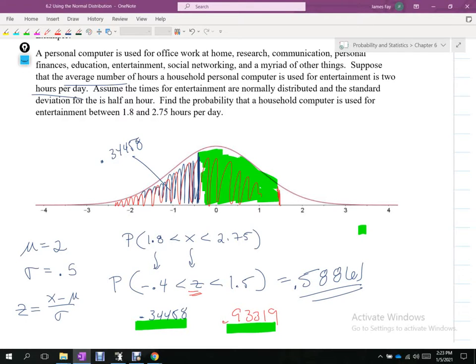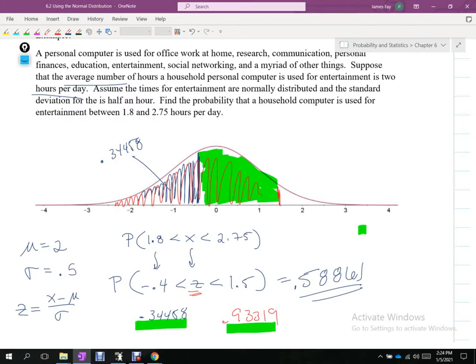Okay, so what that tells me is, let's say that we take a sample of 100 people. Once we know this information, we take 100 people, and I ask you, of those 100 people, how many of them are going to use their computer between 1.8 hours and 2.75 hours per day for entertainment? It's going to be 58% of that 100. Does that make sense? Okay, so about 58, 59 people would fall in that range. Okay, does that make sense?